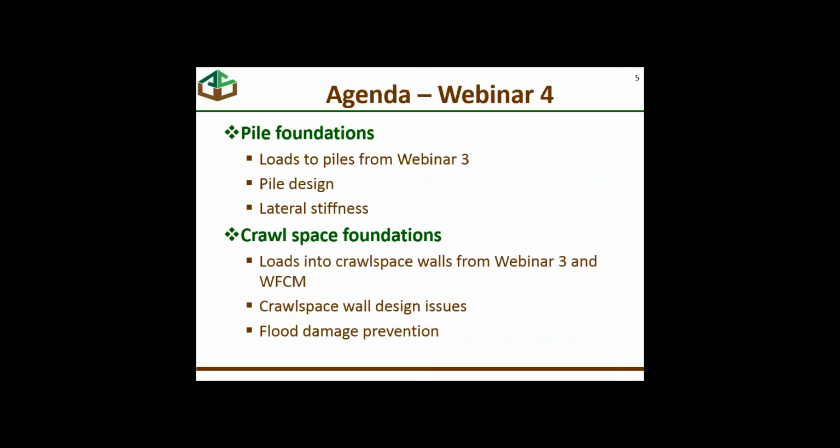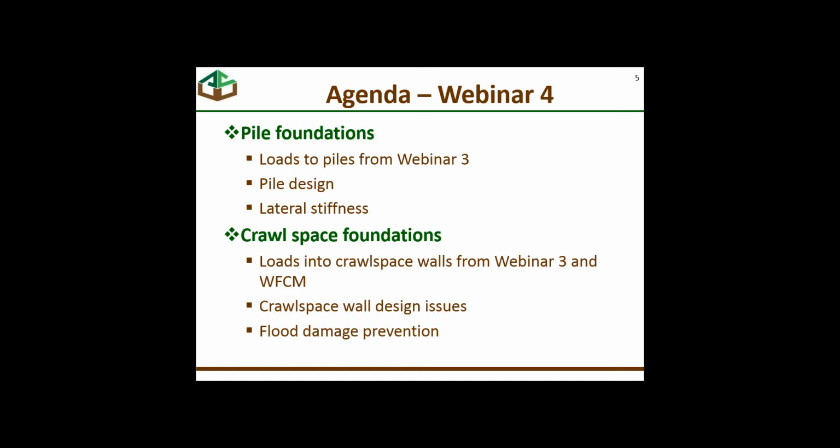So today what we want to do is look at pile foundations. We're going to use the loads to the piles that we developed from last week's webinar. We're going to look a little bit at pile design and lateral stiffness of foundation systems. And we're going to look at crawl space foundations. Again, the loads are going to come from last week's webinar and from the Wood Frame Construction Manual, because here we can get some loads from the manual. There are some important flood-related crawl space design issues that we'll mention, with the focus really being on flood damage prevention.